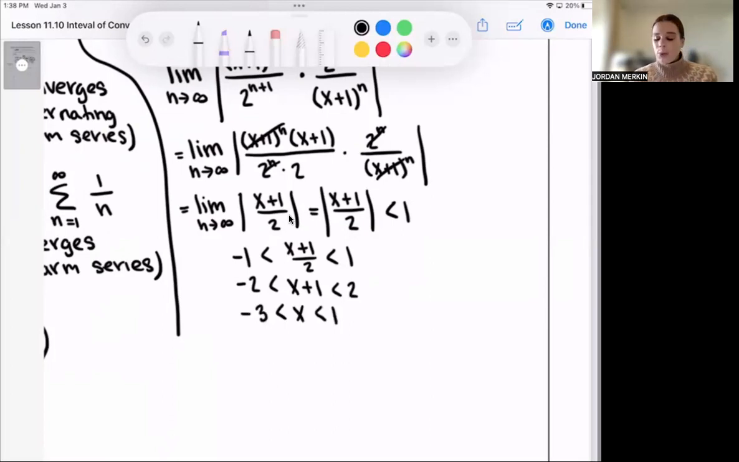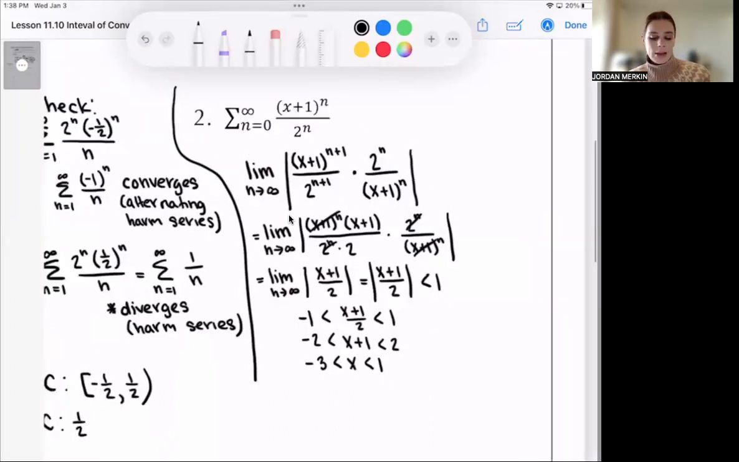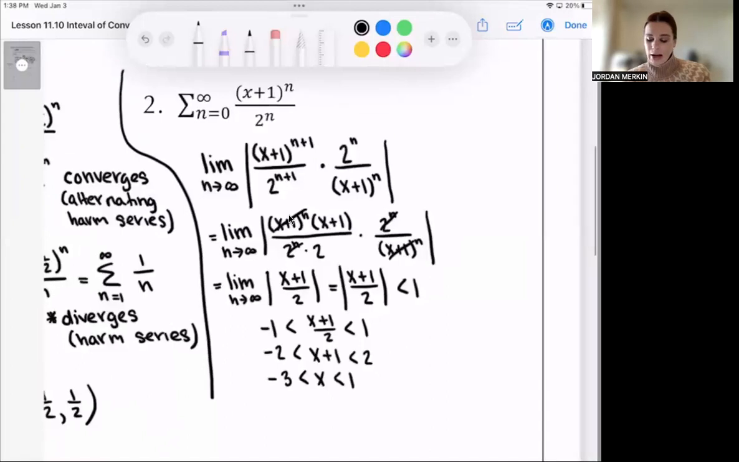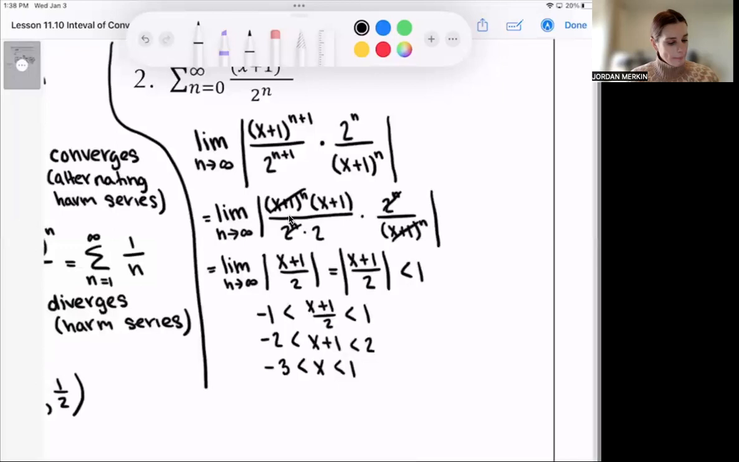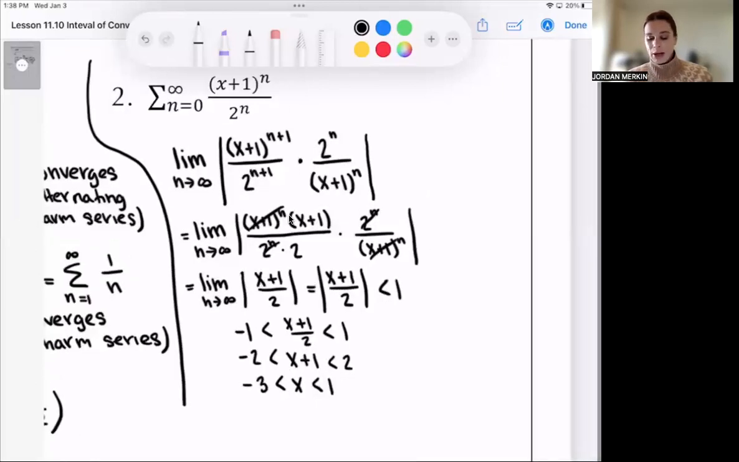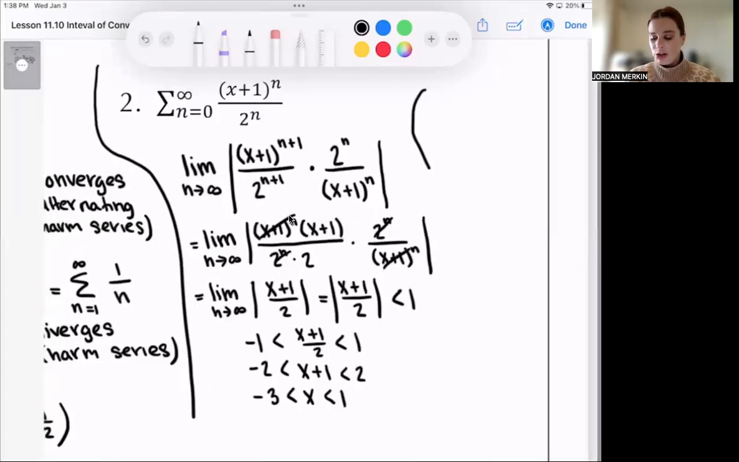So we end up with possible endpoint situations. So we want to go ahead and check those endpoints. Okay, so let's go ahead and plug in -3 and 1.